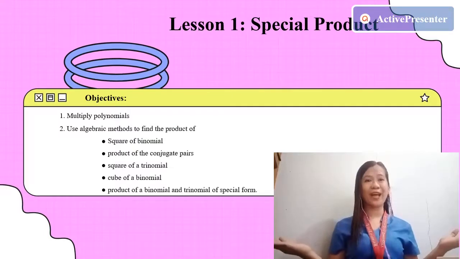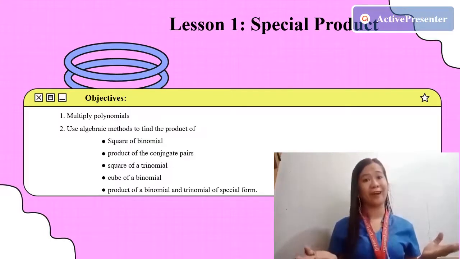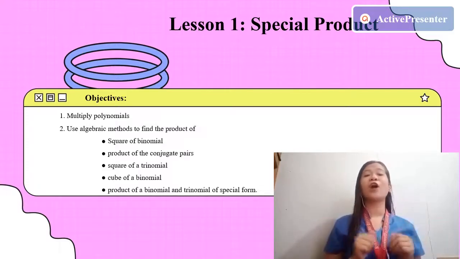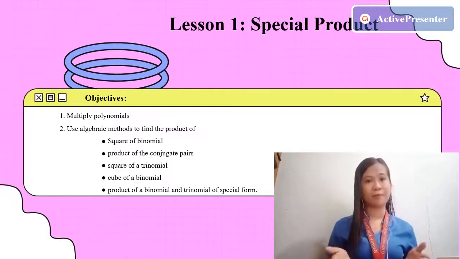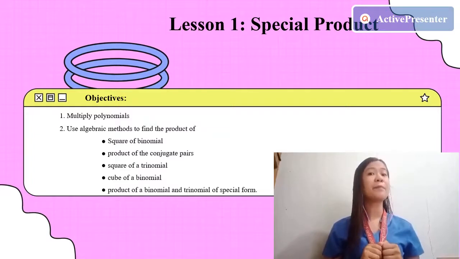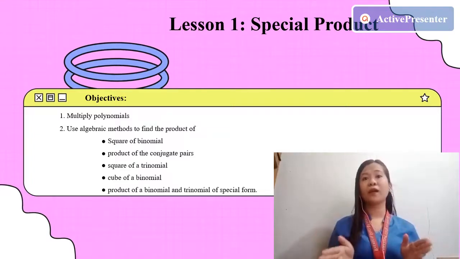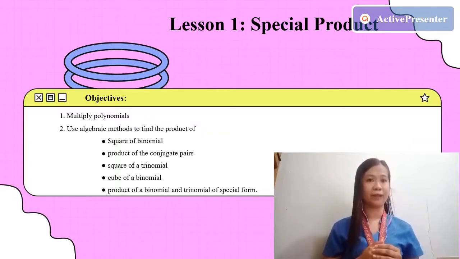Good day, everyone! Now we will have the first lesson. We have the special product. At the end of our lesson, we will recall the multiplication, or how to multiply polynomials. We will also use the algebraic method on how to get the product of the square of a binomial, the product of the conjugate pairs, the square of a trinomial, the cube of a binomial, and the product of a binomial and a trinomial.